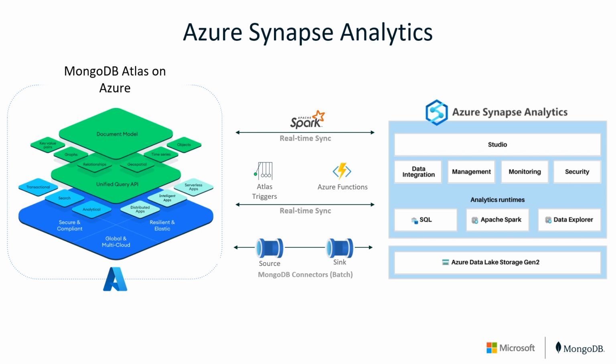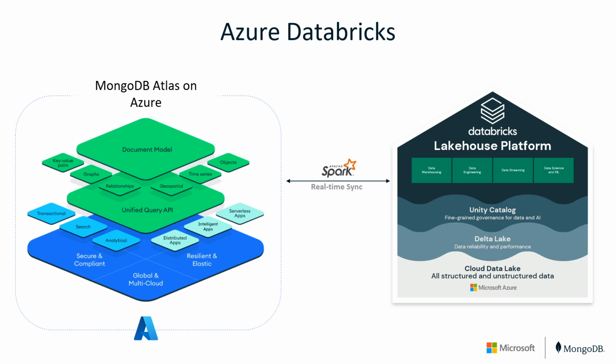And if you have a near real-time use case, then you can use the MongoDB Spark connector or Atlas triggers in conjunction with Azure Functions. Azure Databricks, alongside Microsoft Fabric, is one of Microsoft's primary analytics solutions. So if you are using Azure Databricks in your organization, then we have got you covered as well.